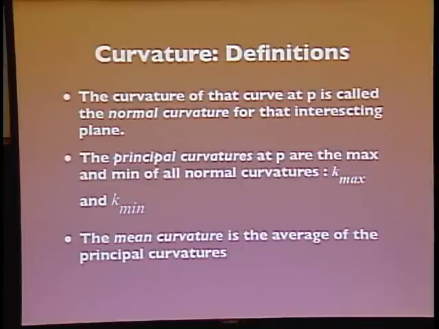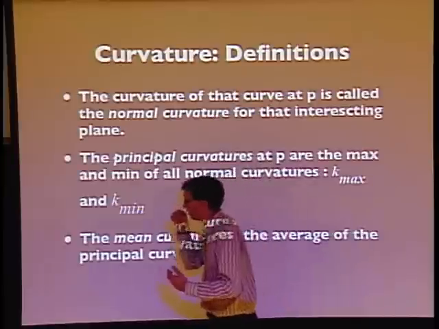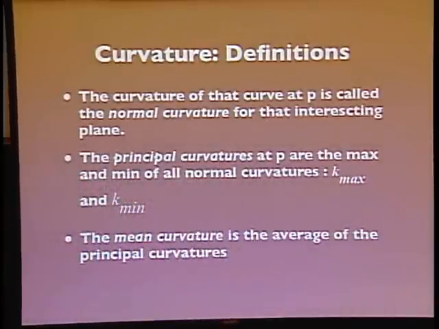But that's kind of a little bit arbitrary in that you have some distribution of these normal curvatures as you spin that intersecting plane around, and they take all sorts of values that are between k max and k min. But just for practical purposes, when someone tells you about the curvature, they're usually talking about the mean curvature.